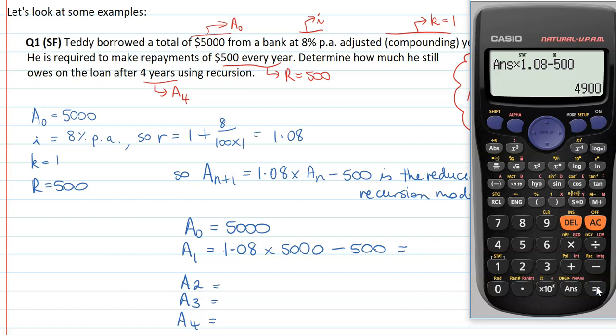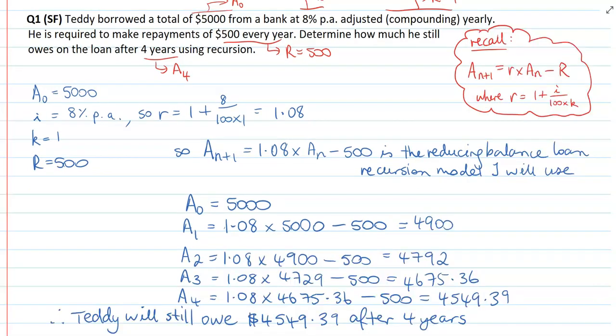Because your calculator will then use this new answer, simply by pressing equals, it will refer to the answer you have, apply the rate of 1.08 minus the $500 repayment. So for our A2, so after 2 years, that will be the balance. After 3 years, we have $4,675.36. After 4 years, Teddy will have a balance of $4,549.39, rounding that to the nearest cent.